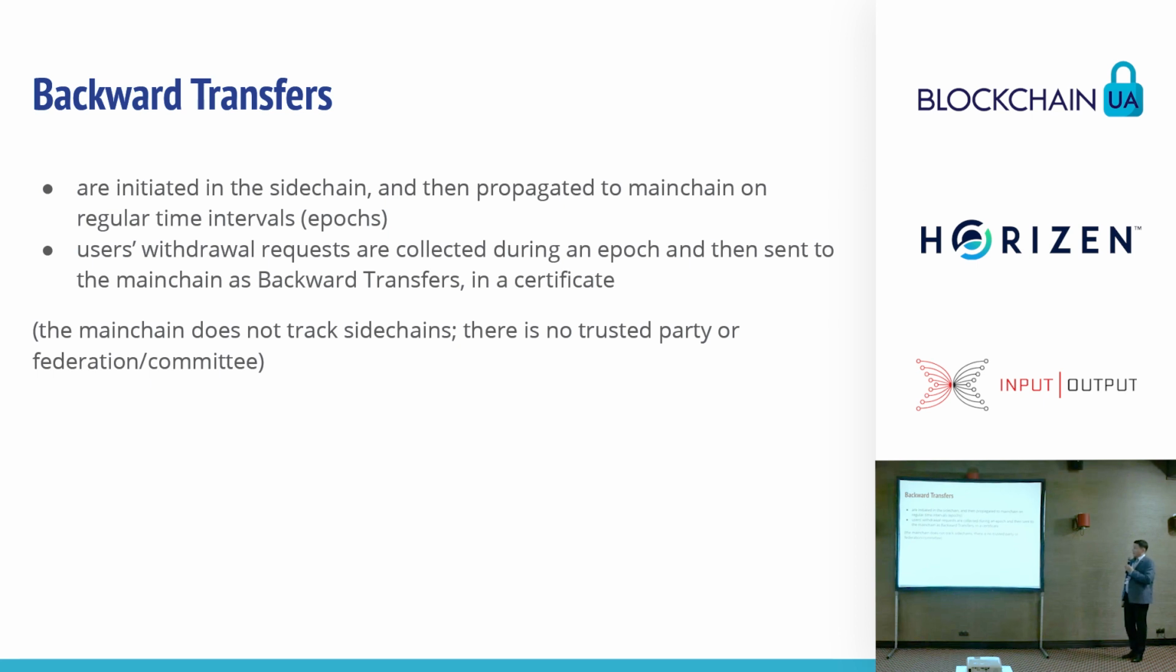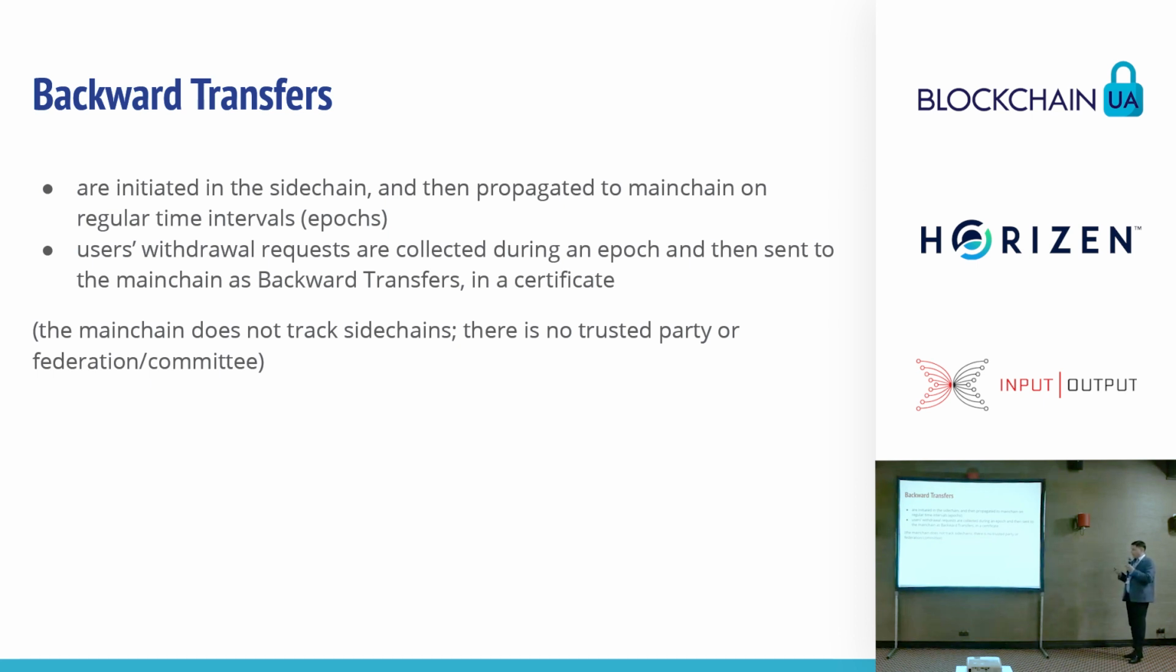Backward transfers are initiated in the sidechain. Someone says, okay, I have such sidechain tokens, I need to get them back into the main chain. And they issue a special transaction on the sidechain. All such requests are collected together. They are united into a special structure that is called a certificate, or withdrawal certificate. And this certificate is provided to the main chain. This certificate is provided regularly, and this period of time is called an epoch.